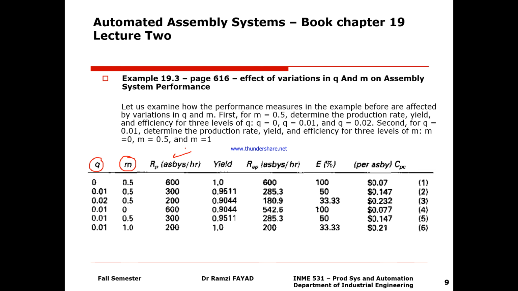What would be the production rate, RP, as we just did before, which is 60 over TP? What would be the yield value? The yield is the good one. Again, yield is 1 minus Q plus M times Q, raised to the number of stations. The average production rate of good assemblies is the production rate multiplied by the yield. And efficiency E is TC over TP. It shows how much jamming is taken from the system and how much time is required to run the system.